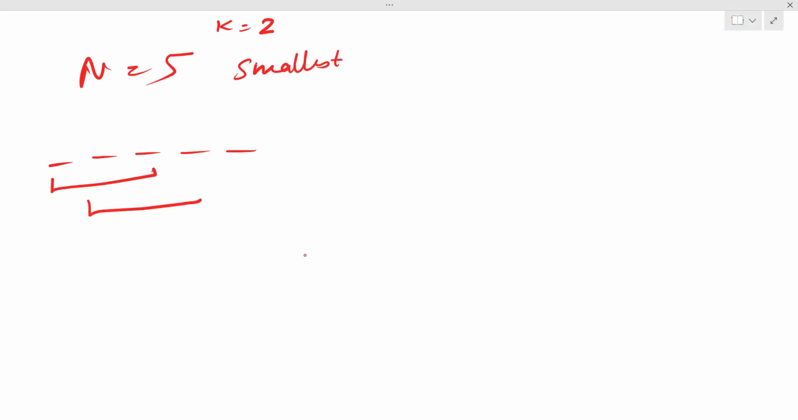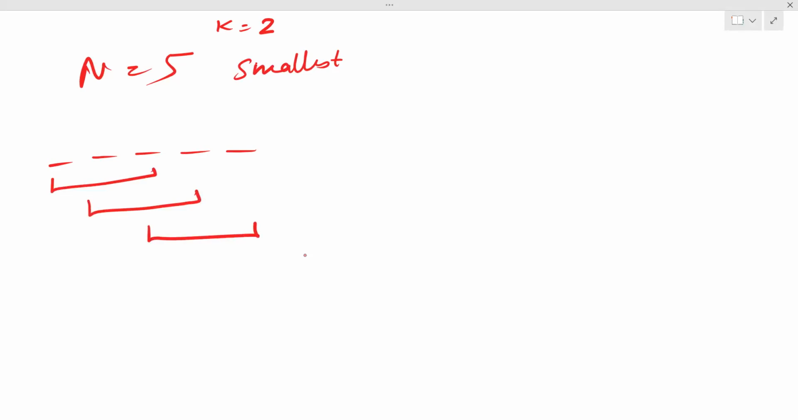See, there are many numbers which have n digits, right? Let's say my n is 5. So there are many 5-digit numbers, and out of all of these you have to find the smallest number. Let's say my k is 2. Since k is 2, any 3 consecutive digits shouldn't be a palindrome.